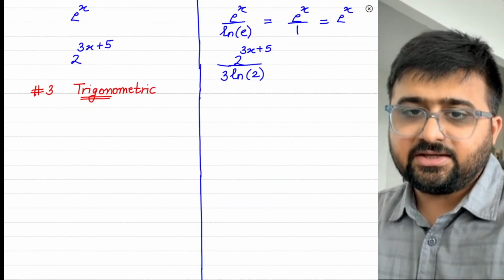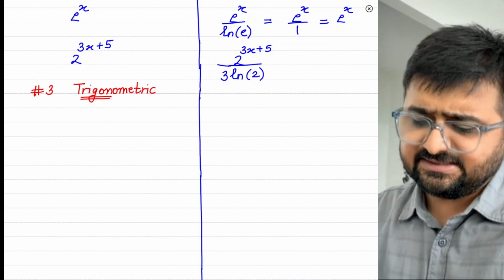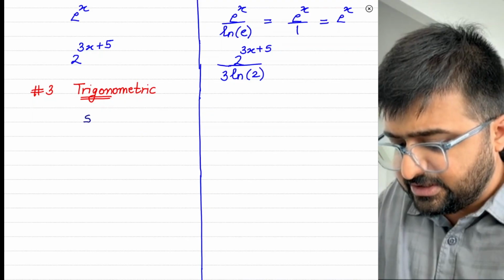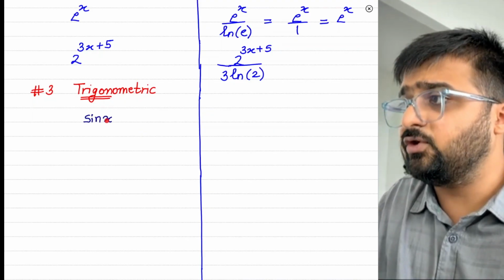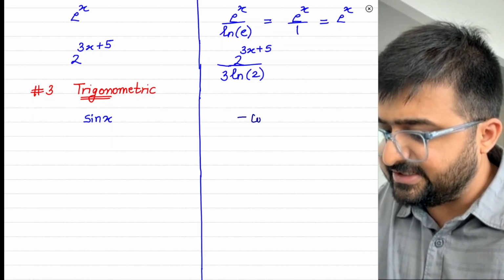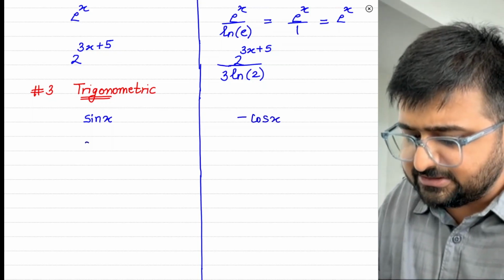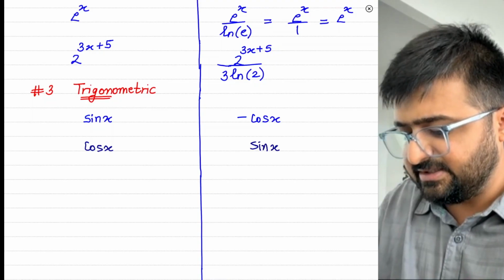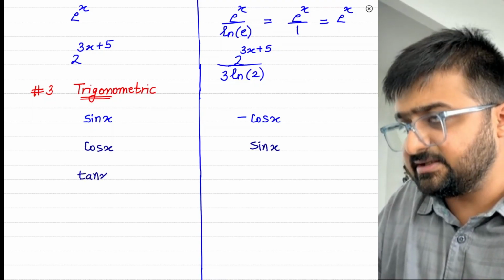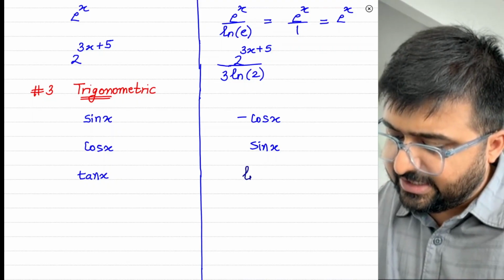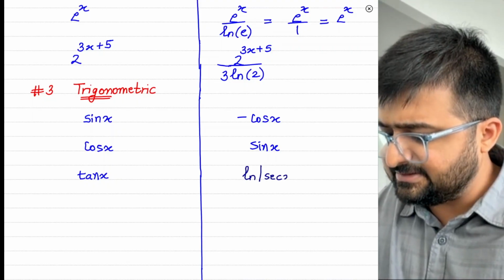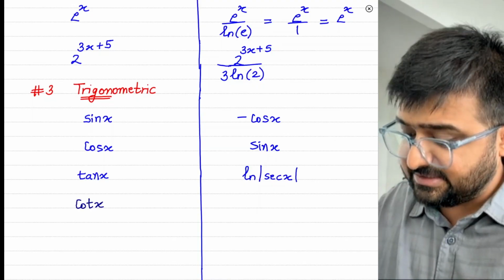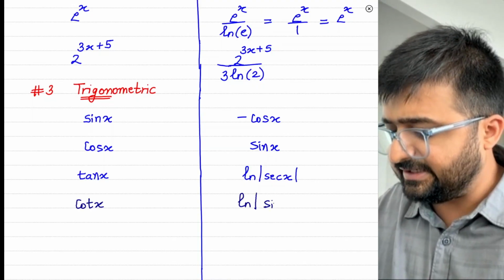All right, next category of functions we have is trigonometric integrals. In trigonometric integrals, we have 6 trigonometric functions. So we'll look at all of those first. So let's start with sine x. We know integral of sine x is minus cos x. Then we have cos x. Integral of cos x is nothing but sine x. Integral of tan x is nothing but ln mod sec x. Okay. Integral of cot x is ln mod sin x.